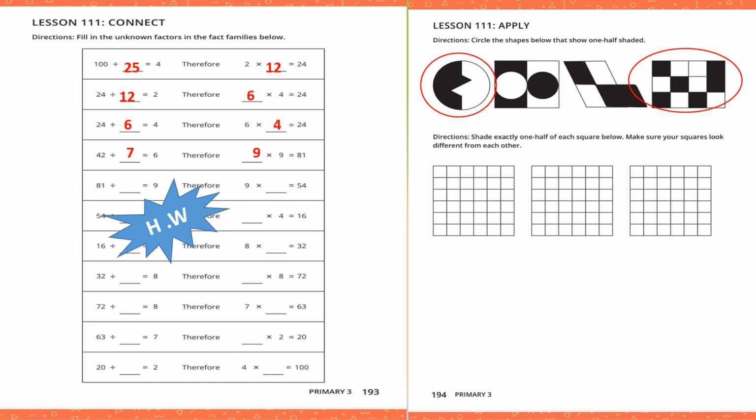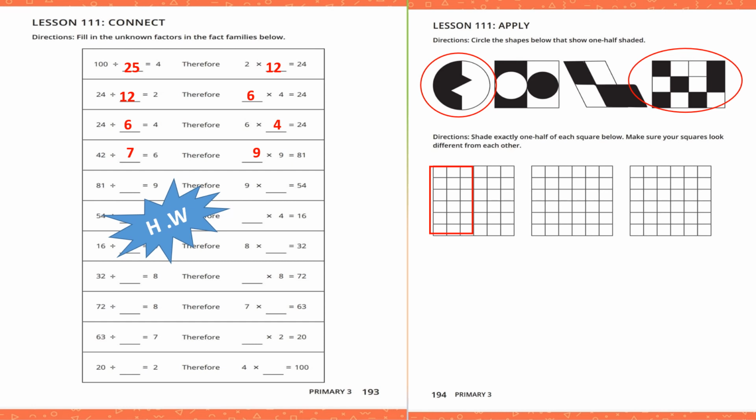Next, the last question here. Directions, shade exactly 1/2 of each square below. Make sure your squares look different from each other. So, the first one here, I will shade the half of the wall. The half.